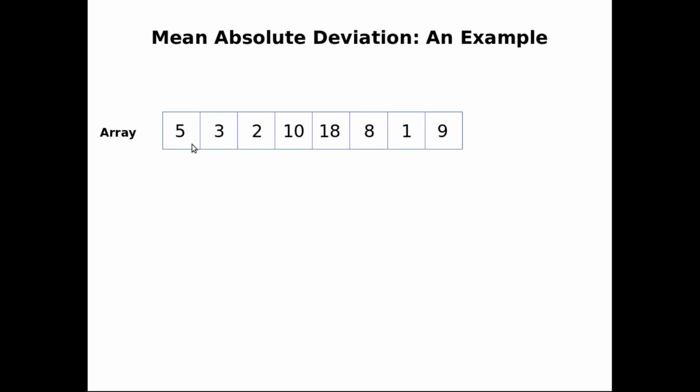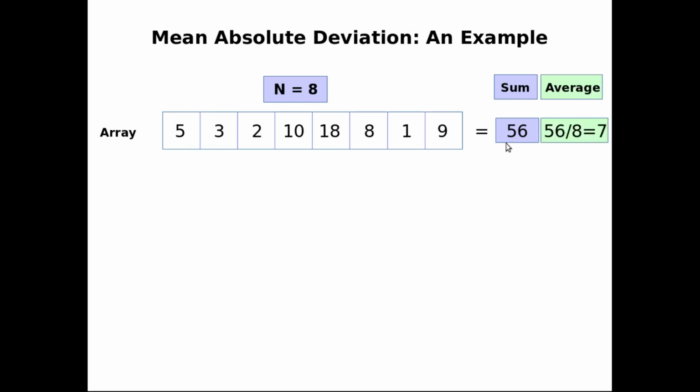So let's say we have an array. We have 8 elements here. So in this example, n is equal to 8. And when we add up all the 8 elements, we get the sum, which is 56. The next step is to calculate the average. So average is 56 divided by 8, which is 7.